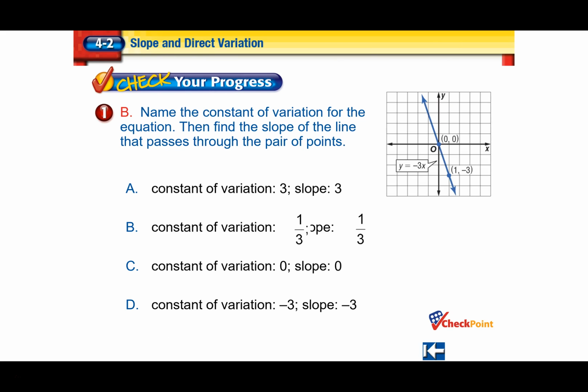All right, again, name the constant of variation and then find the slope. So you do have to have 2 answers on these when you get to your homework. So I'm going to call this point 2, and this one is going to be 1. So negative 3 minus 0 over 1 minus 0 equals negative 3. And then my constant is negative 3 over here in the picture. So negative 3, negative 3.